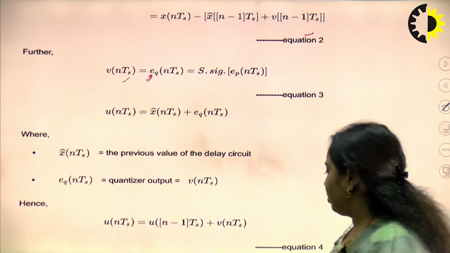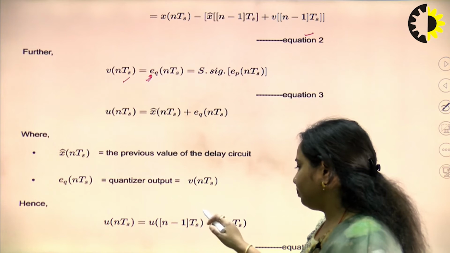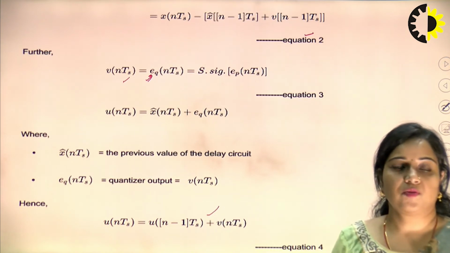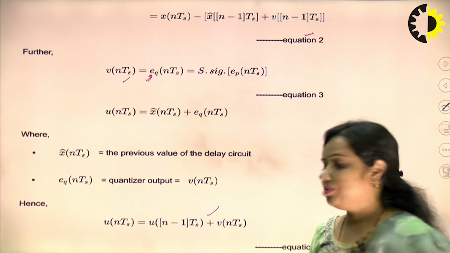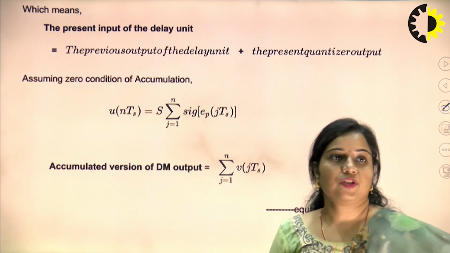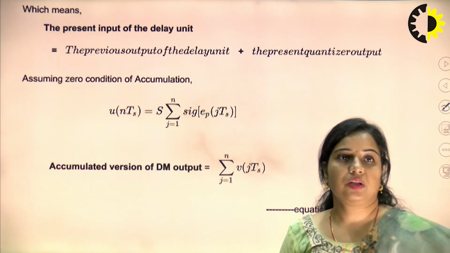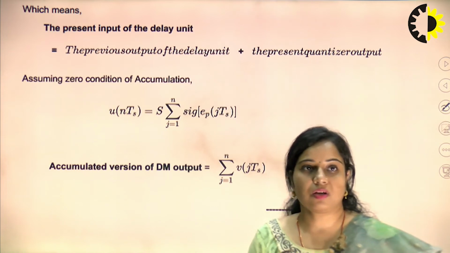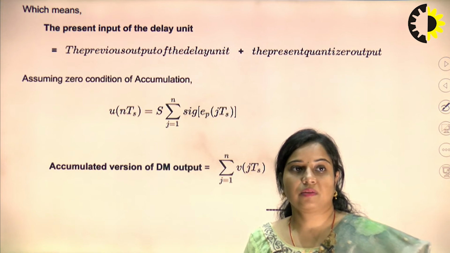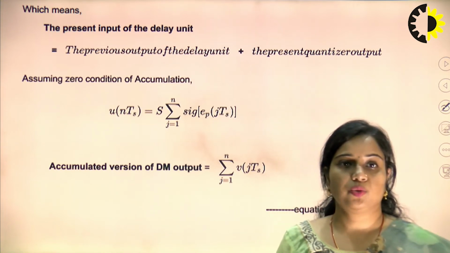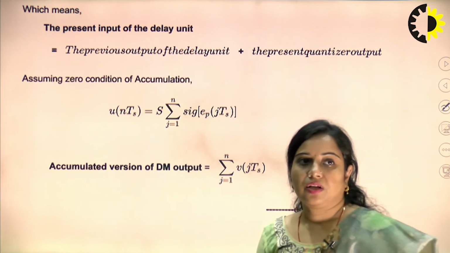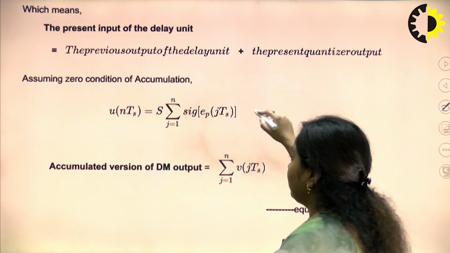After solving this, the equation reduces to U(nTs), the output of the feedback circuit, the output of the delay element, being equivalent to U((n-1)Ts) plus V(nTs). This means that the present input of the delay unit is equivalent to the previous output of the delay unit and the present quantizer output. That is the main formula by which you can decide whether 1 is to be transmitted or 0 is to be transmitted. We are assuming a zero condition of accumulation.